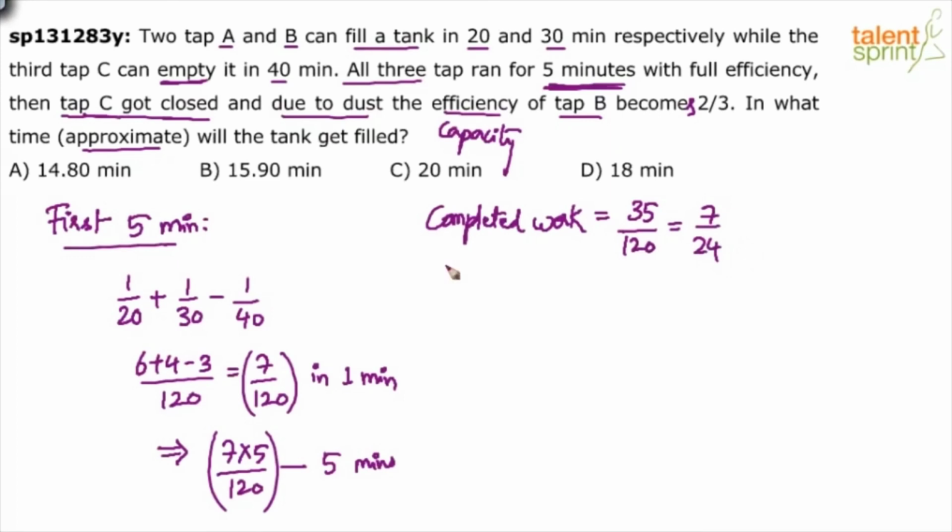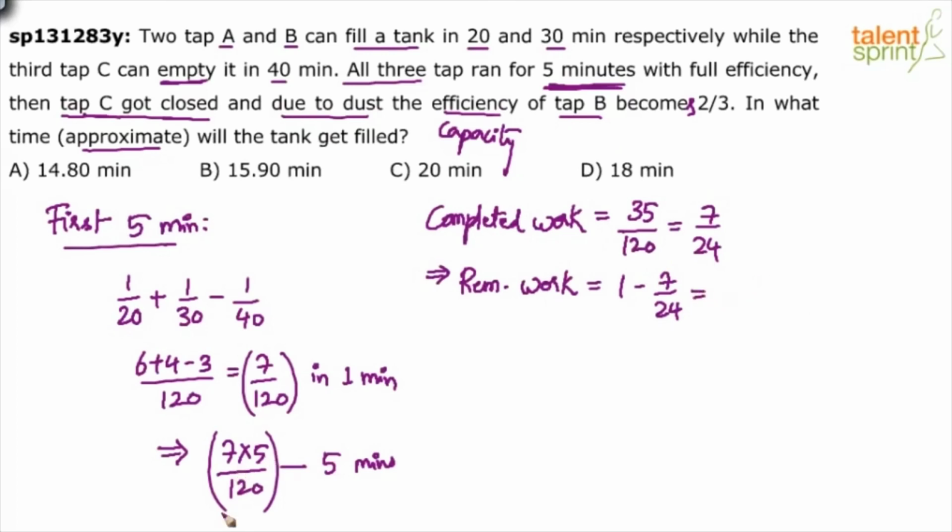7 by 24. Implies what is the remaining work? Work here is nothing but the filling of the tank. So you know that total work is always 1 unit. So 1 minus 7 by 24. You don't have to do all this nautanki in the exam. Cut down the number of steps. You can cut down a lot of calculation related steps here.